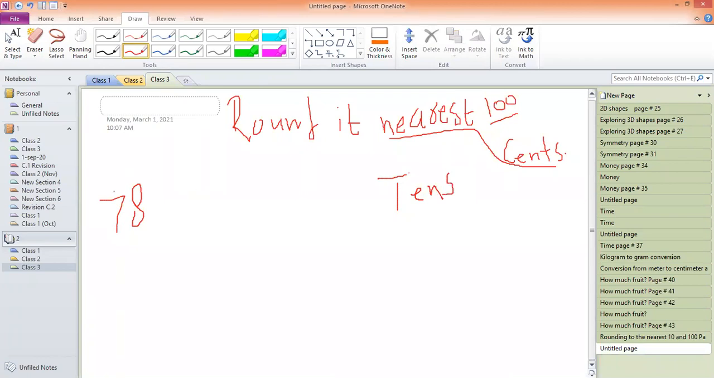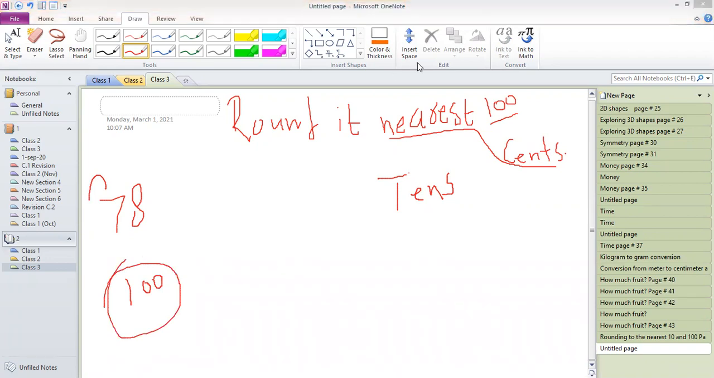If the tens place is 5 or greater than 5, then you will add 1 on the hundreds place. On the hundreds place, there is no number. That means 0. 0 plus 1 is equal to 1. Why 1? Because 7 is greater than 5. And the last two digits should be 0. So the answer is 100. Clear, guys?